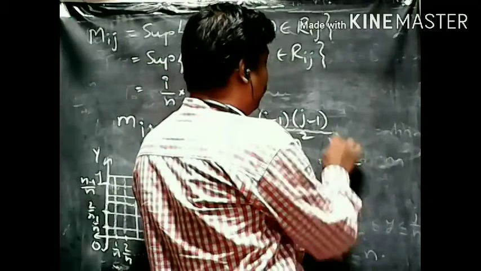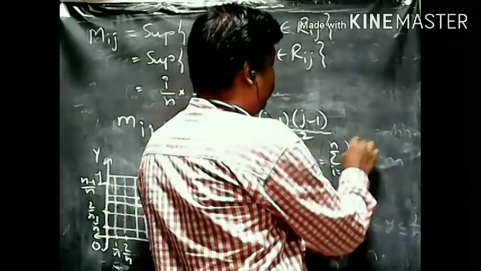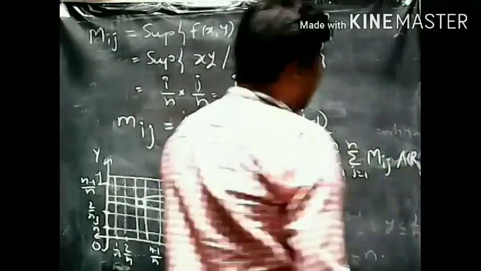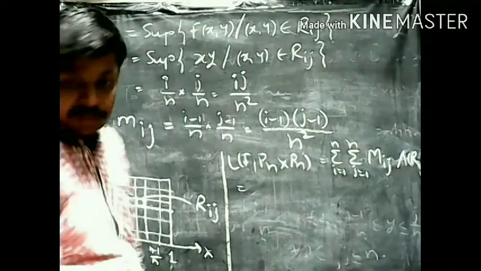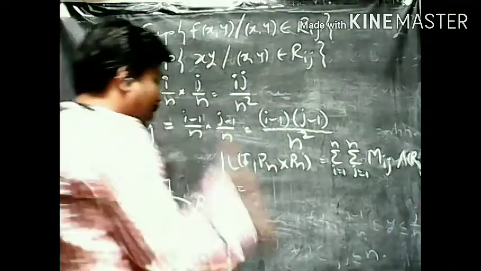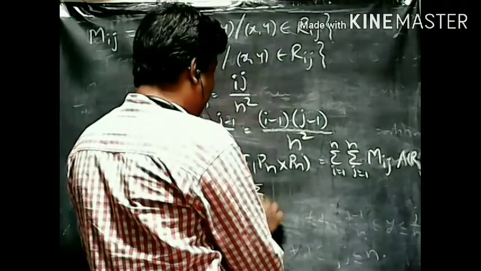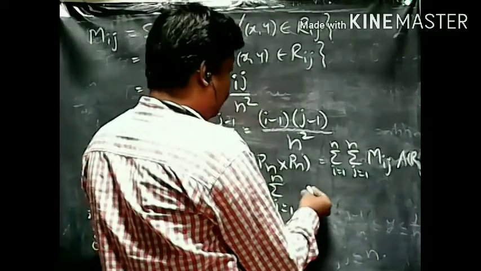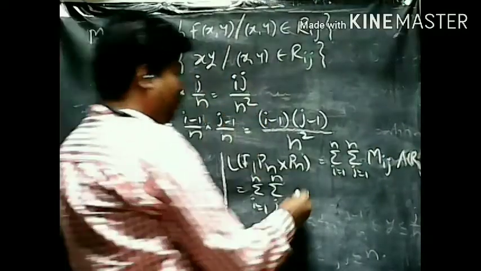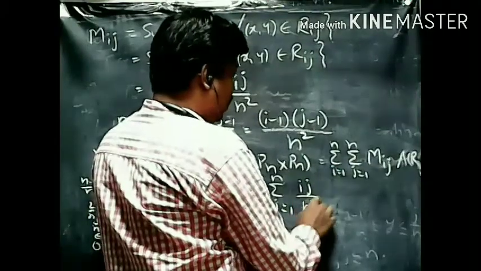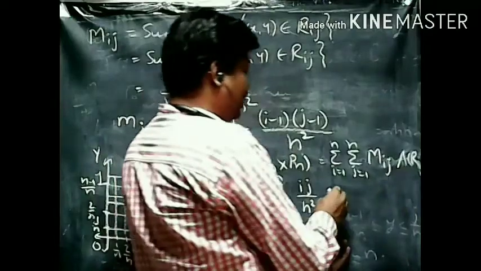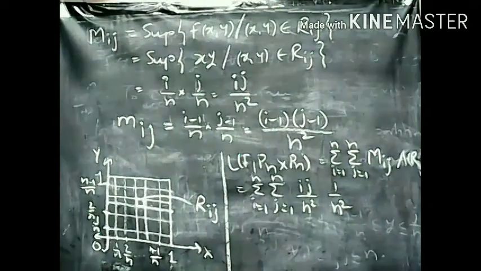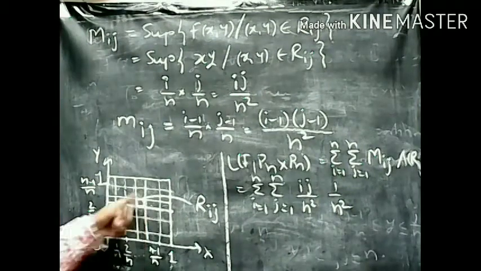That is nothing but, by definition, the summation i from 1 to n, summation j from 1 to n, capital Mij into the area of Rij. So that will be equal to the summation i from 1 to n, summation j from 1 to n, where capital Mij is ij/n², and you can check that the area of Rij is 1/n², because this is that subrectangle Rij.